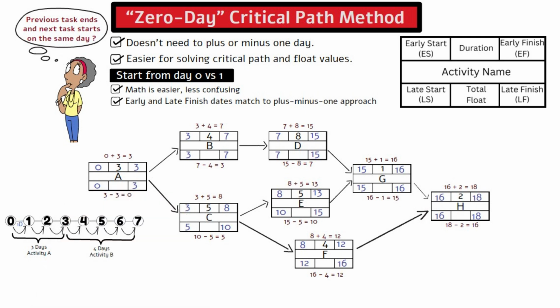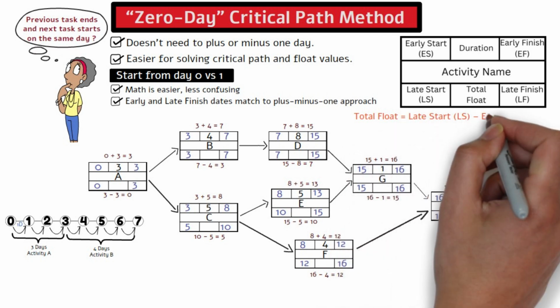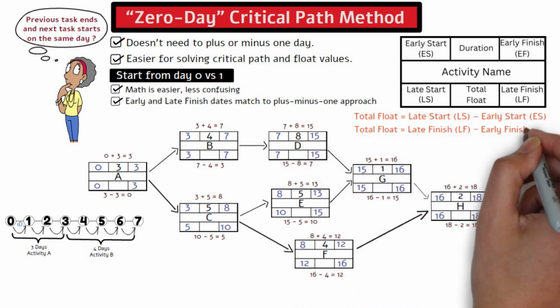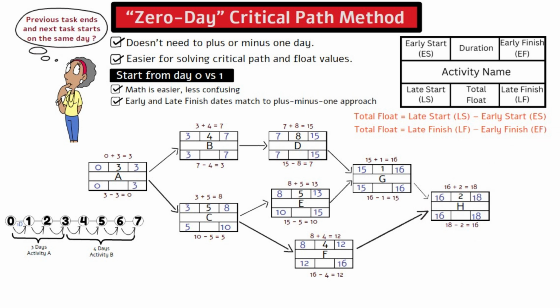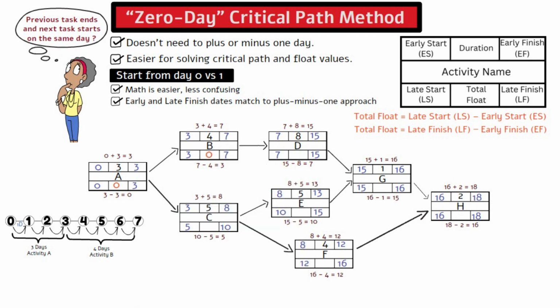Finally, let's fill in the total float for each activity. Again, you can calculate total float by doing late start minus early start, or late finish minus early finish. The total float for activity A is 0 minus 0 equals 0. Activity B is 3 minus 3 equals 0. Activity C is 5 minus 3 equals 2.